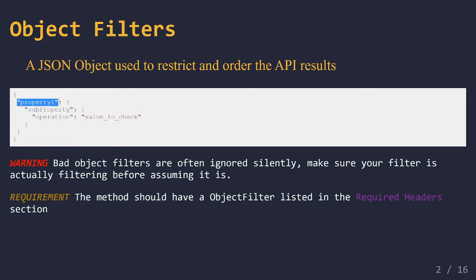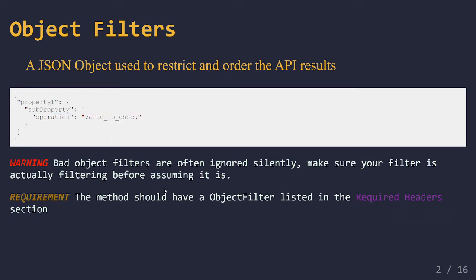We have property 1, which is itself an object. We have subproperty 1, which is itself an object. And here we have the actual object filter. We say operation and value to check. So this is going to restrict the results of our API request that have property 1, subproperty equal to value to check.